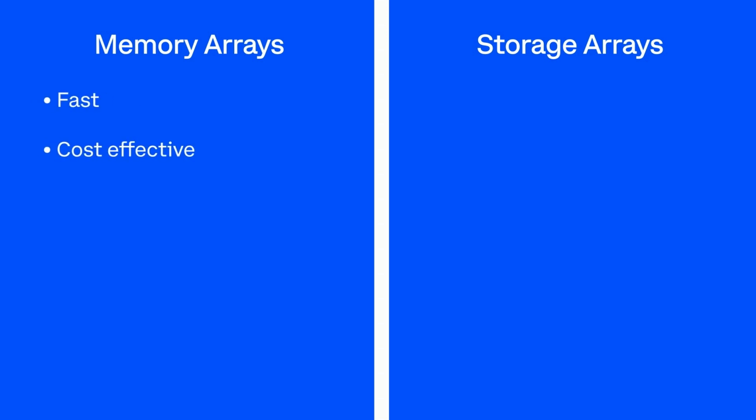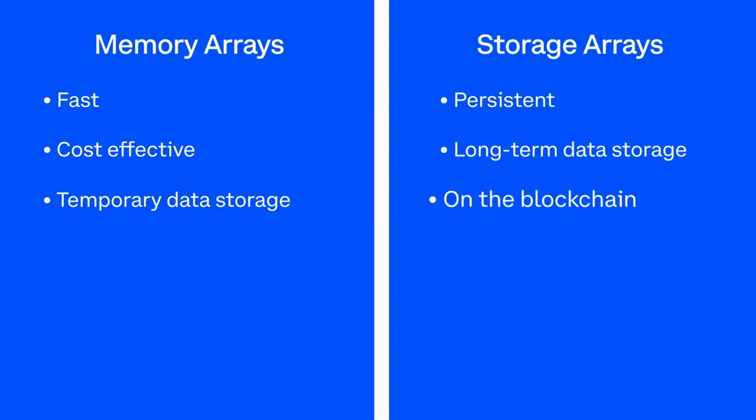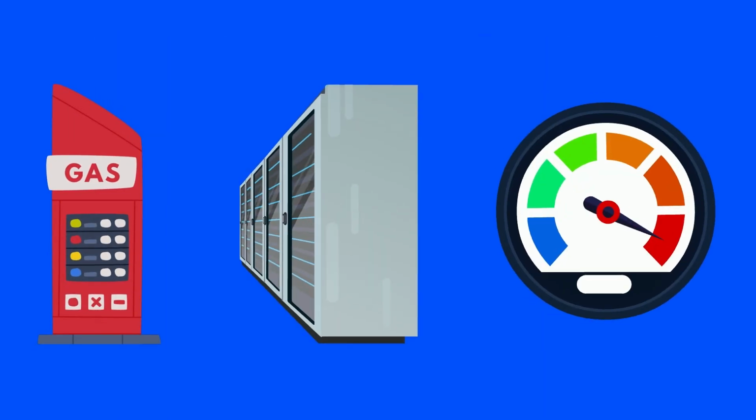Understanding the differences between memory and storage arrays in Solidity is essential for efficient smart contract development. Memory arrays provide a fast and cost-effective solution for temporary data storage and manipulation, while storage arrays offer persistent, long-term data storage on the blockchain. By carefully considering the appropriate use cases for each array type, you can optimize your smart contracts to balance gas costs, data storage needs, and overall performance.